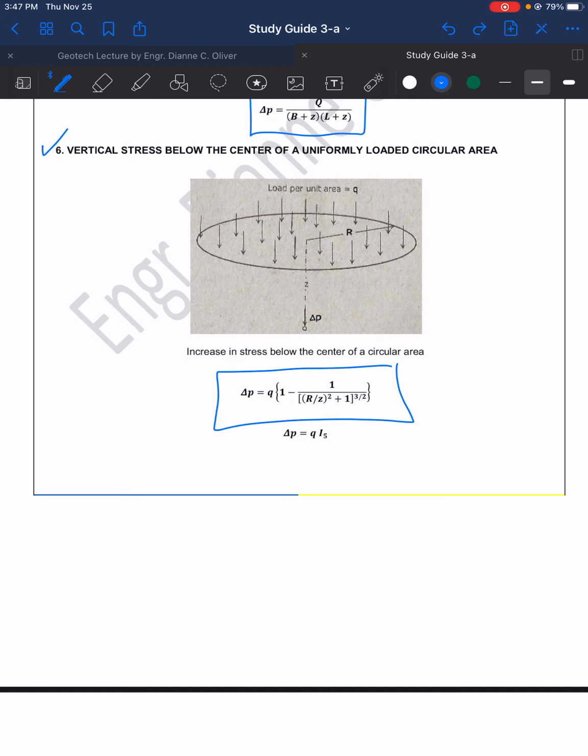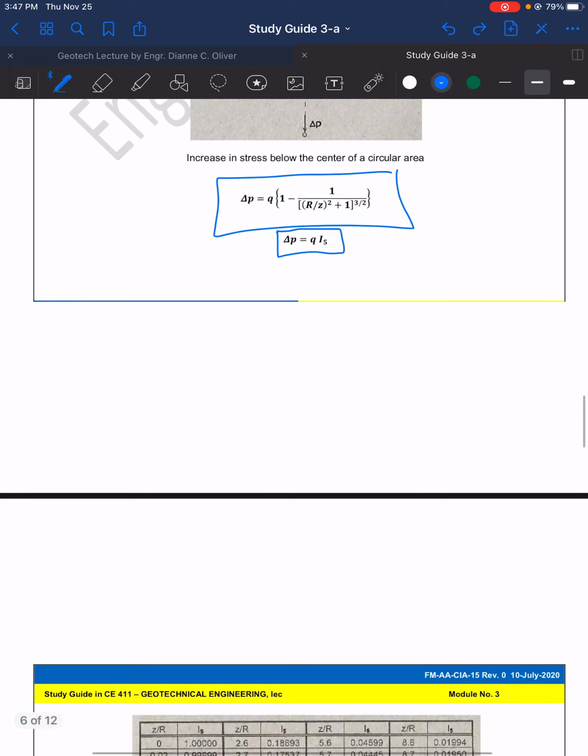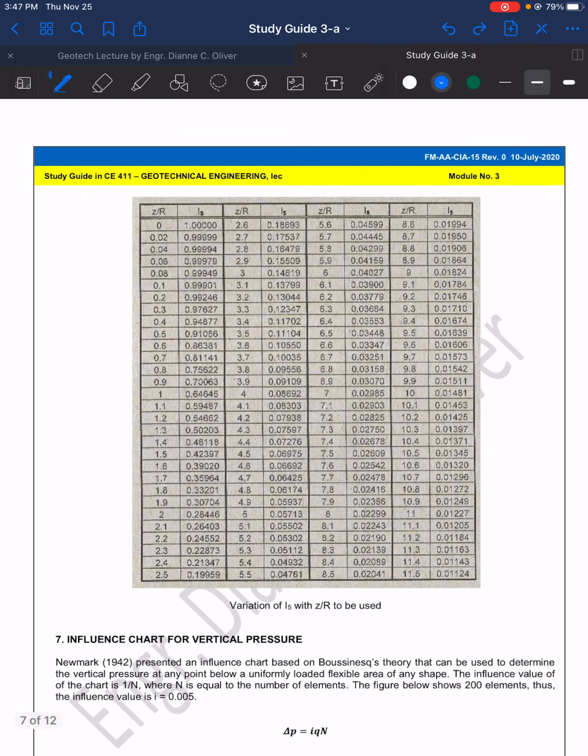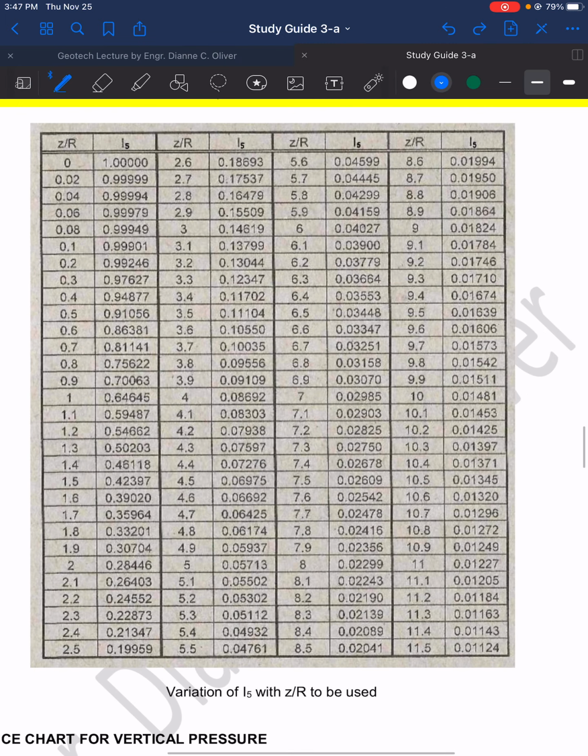Or we can use the second formula, delta P is equal to Q I sub 5. Now, where do we get I sub 5? I sub 5 can be taken from this chart here. Variation for I sub 5 with Z over R to be used. Okay, so the depth divided by the radius.